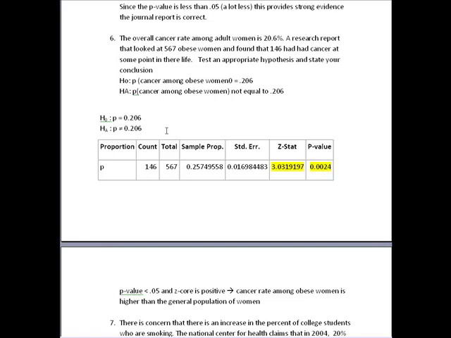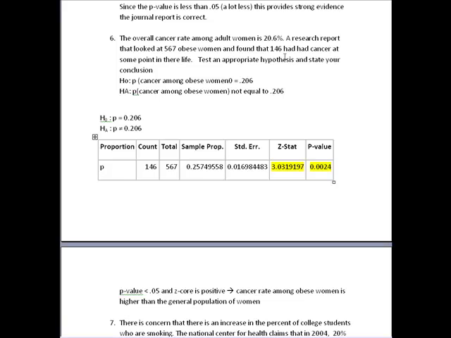Well, we're going to claim that the cancer rate among obese women is no different than the general population, that it is equal to 0.206, versus the alternative that it is not equal to 0.206, because the statement of the problem just says, is it different? It doesn't say, is it greater than or less than?